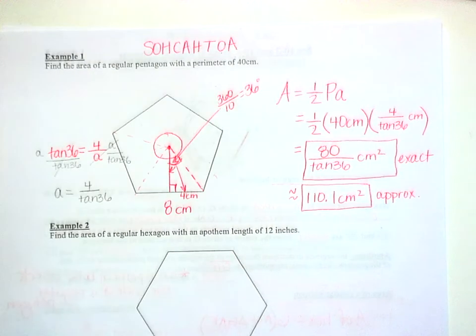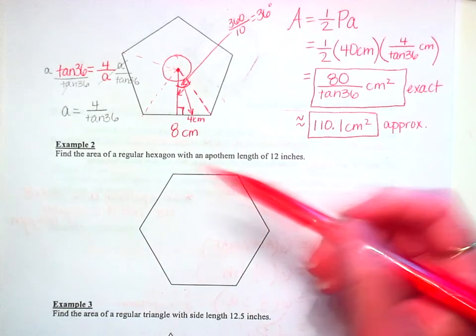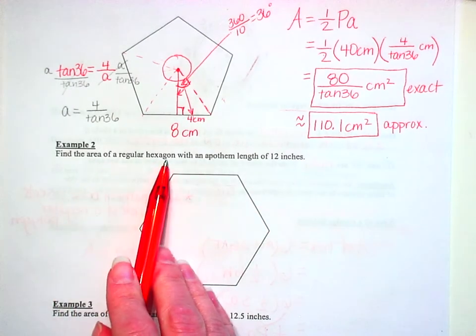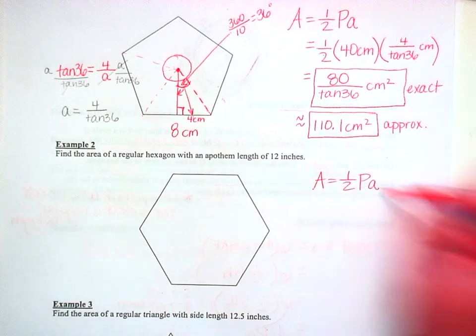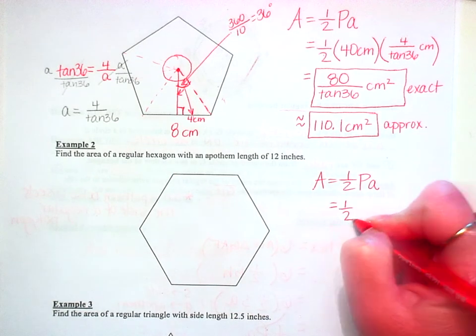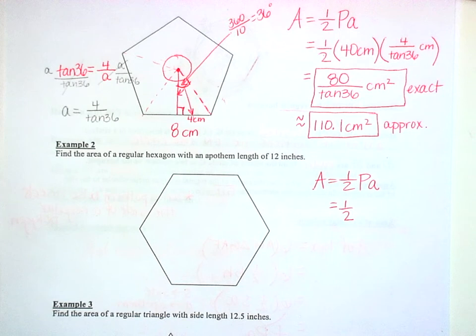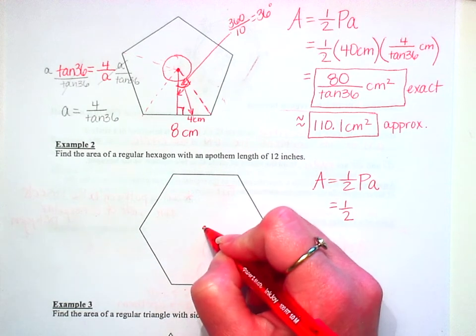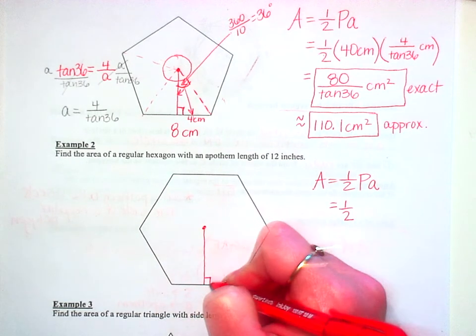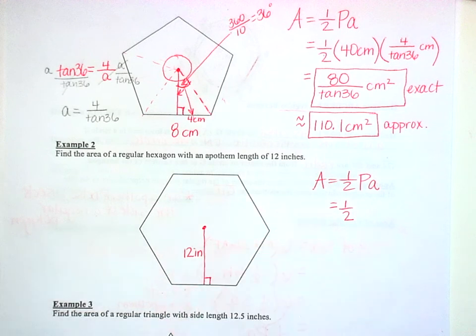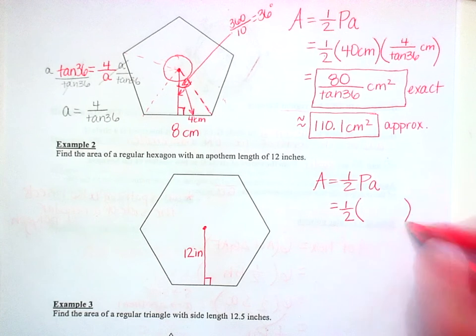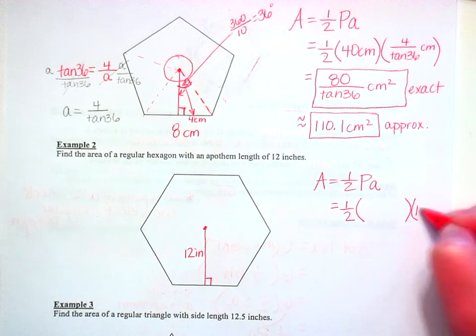Okay, let's do another one. So again, I'm trying to find the area of a regular polygon, a hexagon this time. So here's my formula. The apothem length is 12. And I have to find the perimeter, okay? So right now I'm going to leave the perimeter blank because I don't know what it is. And I'm going to fill in the apothem.